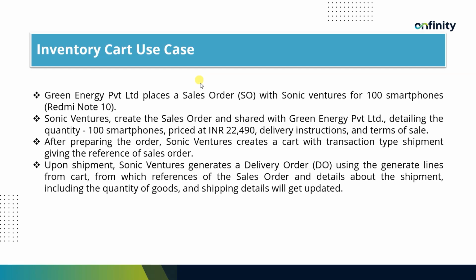This brings us to the end of the conceptual overview of the inventory count form and the inventory cart. We have understood their purpose, how they work, and the prerequisites required to use them effectively. Now that the basics are clear, let us move into the Onfinity system and walk through the process step by step to see how it works in practice.